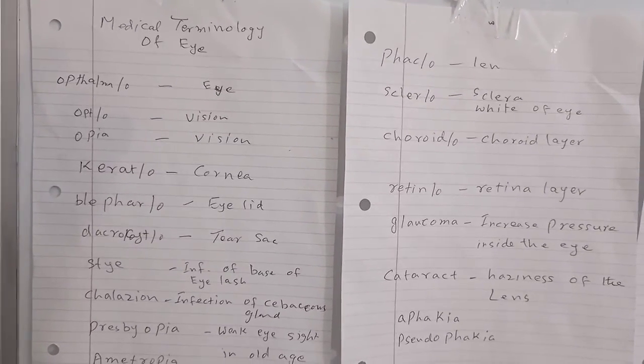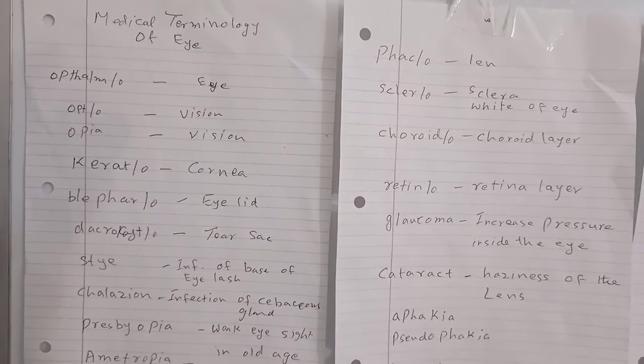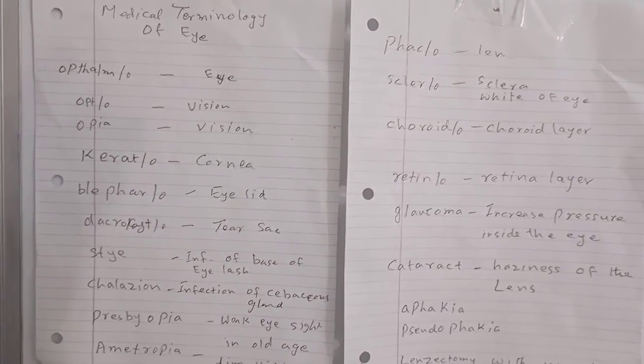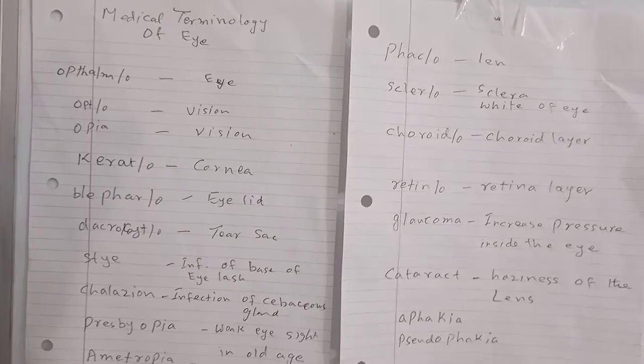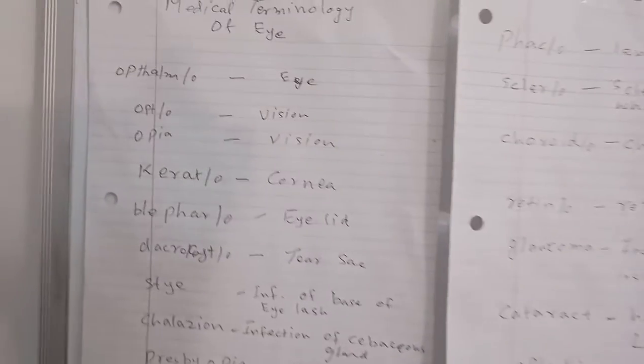Today my topic is medical terminology of the eye. We already discussed the anatomy and physiology of the eye. Today, medical terminology. Number one, the word root is ophthalmo. Ophthalmo means eye.